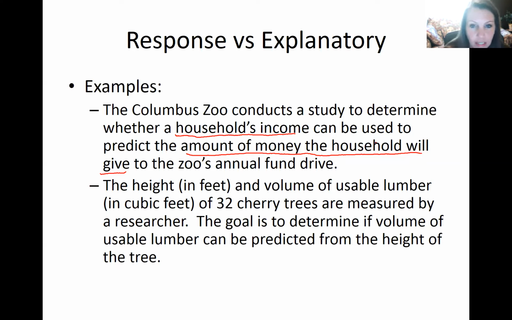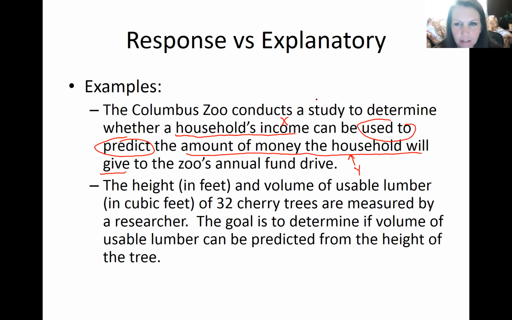In this case, the amount of money that the household will give, that's what we are trying to predict, so that's going to be our Y. And it says household income, can it be used to predict? Whatever we're using to predict is going to be our X. So household income would be the X, and the amount of money donated would be the Y.